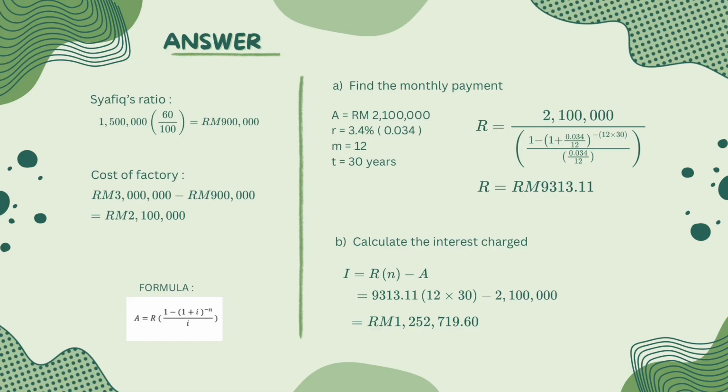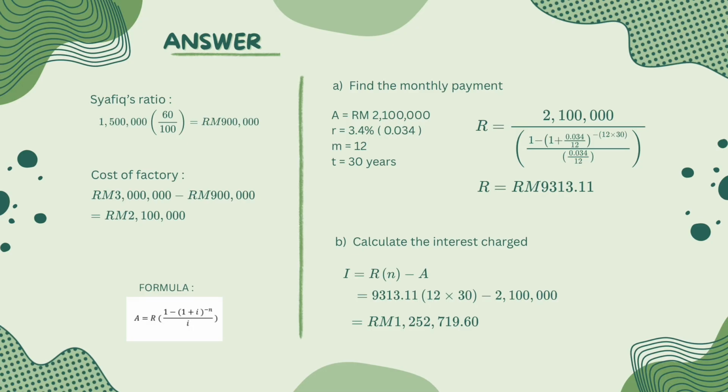In this question, we will use a present value formula. For A, we get Rm 2.1 million, R for 3.4%, which is 0.034, M for 12, and T for 30 years. Then we can insert all the information into the formula, and it becomes R equals 2.1 million divided by open bracket 1 minus open bracket 1 plus 0.034 over 12 close bracket to the power of negative 12 x 30, divided by 0.034 over 12. So the final answer is R equals Rm 9,313.11. It means the borrower must pay Rm 9,313.11 every month.